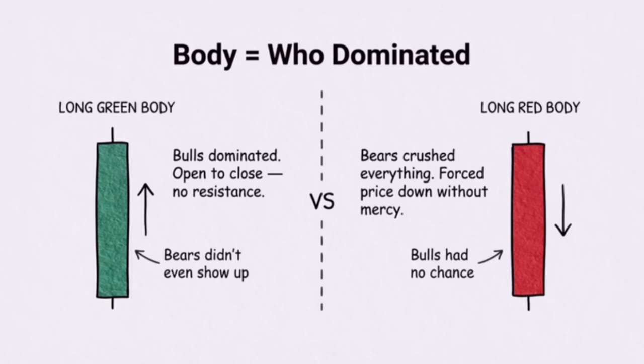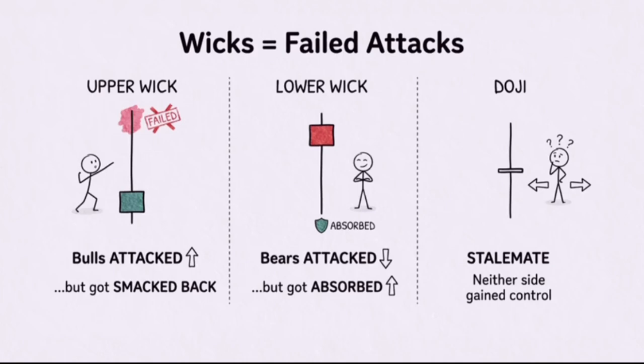Now here's where it gets interesting. A long upper wick. That means the bulls tried to push price up. They attacked, but they got smacked back down. That's a failed attack. The bears absorbed the pressure and pushed them right back to where they started. A long lower wick. The bears tried to drive price down, but their selling got absorbed. Someone ate all their sell orders. That's the opposite side stepping in and saying, "No, we're buying everything you throw at us."